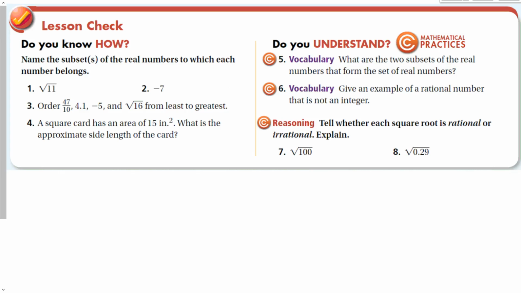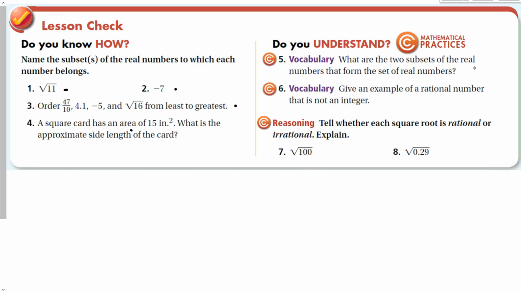Our lesson check, you should name the subset of the real numbers to which each belongs. So you should know that that is an irrational number and that is an integer. Okay, you should be able to order numbers from least to greatest. If a square card has an area, length times width, of 15 inches squared, okay, so when I have a length with a unit squared, in order to do that, I'm going to find the square root and use the calculator.